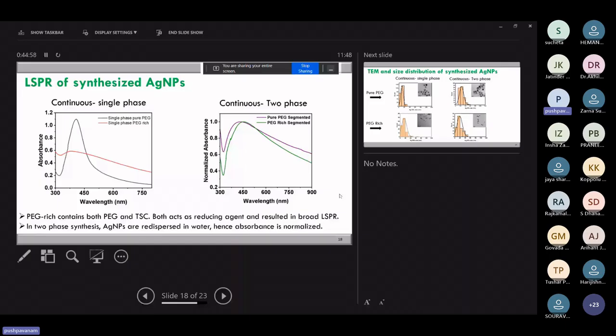If you use the PEG-rich phase, it has both PEG and citrate, and so both act as reducing agents. One is fast, one is slow. Therefore, you get a broader spectrum. In two-phase synthesis, silver nanoparticles are redispersed in water, hence absorption is normalized. That's basically what it is.